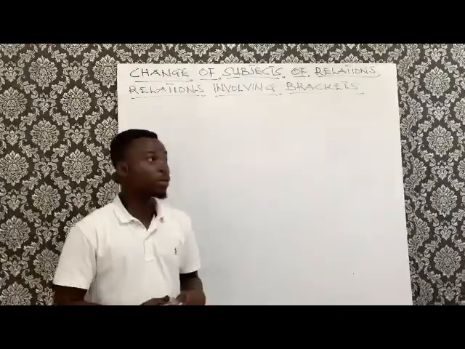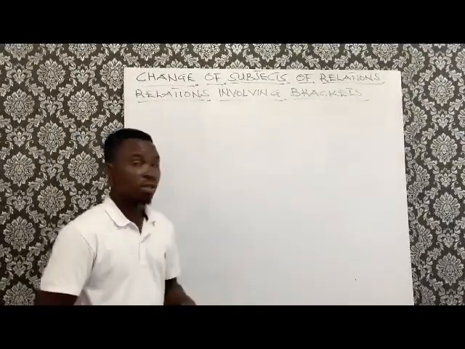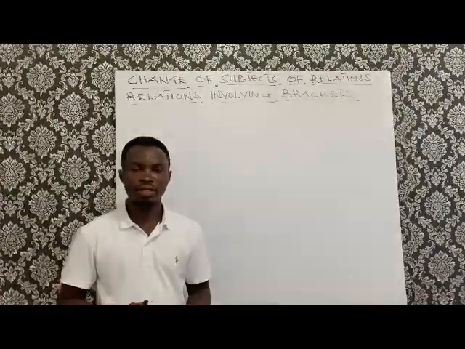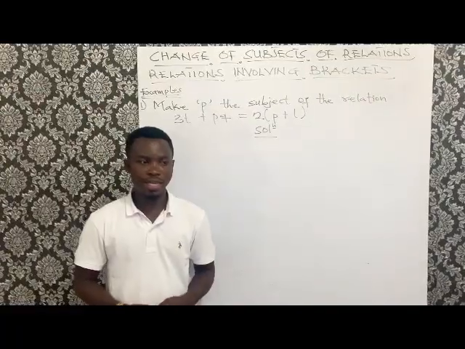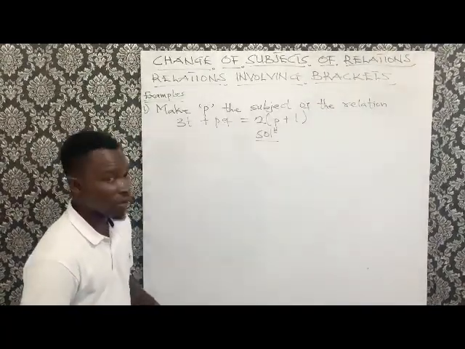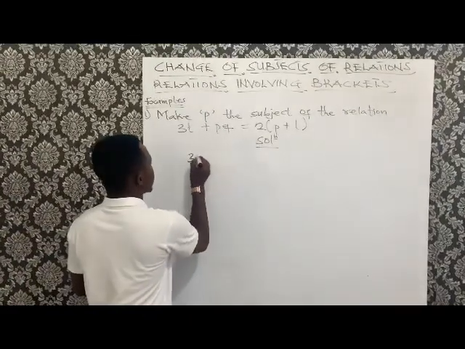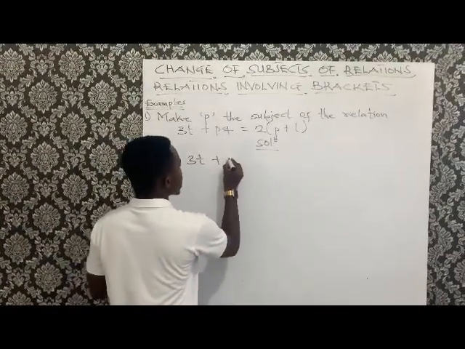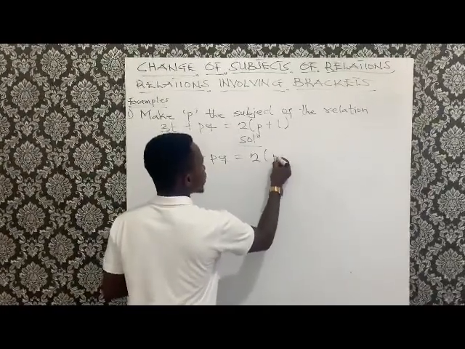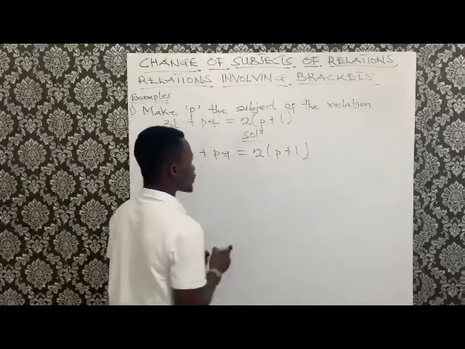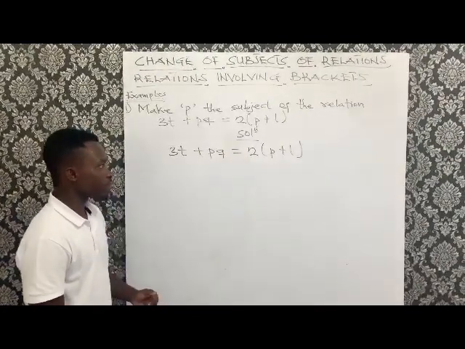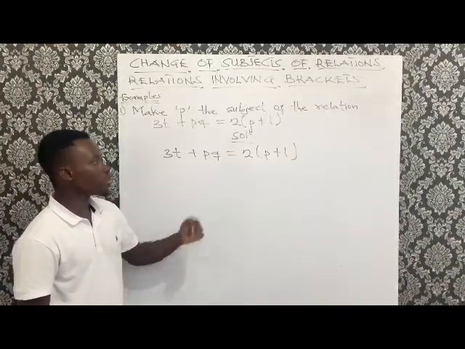Now let's move on to relations involving brackets. When there is a bracket in a relation, we first expand to remove the brackets. Now let's take our first example. Make p the subject of the relation. We have the relation 3t plus pq equals 2 bracket open p plus l bracket close. As you can see, there's a bracket in this relation, so we first have to expand to remove this bracket.